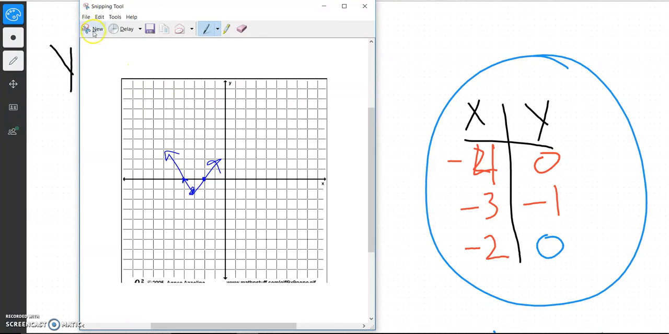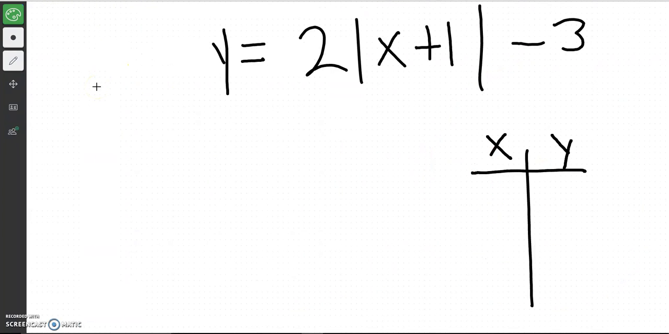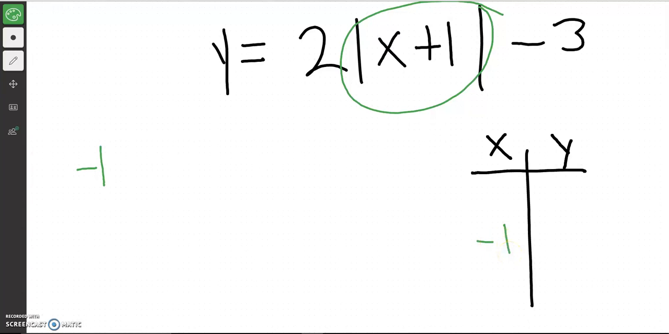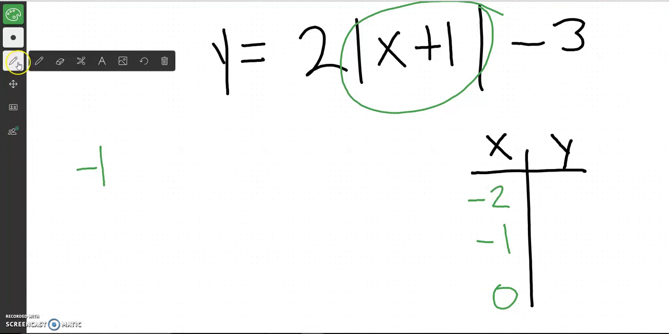Let's try one more of these. Okay, so again in this example, we want to start by finding the vertex. We can find the vertex by what number makes this inside part 0. So the number that would make this inside part 0 would be -1. Because -1 plus +1 would be 0. So let me put that in. I'll have a -1 here. One number that's below that is -2, and one number that's above that is 0. And let's plug in, I'm going to erase this 1 over here. Let's plug in those points and see what we get.